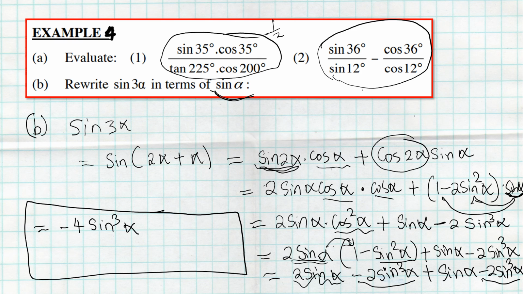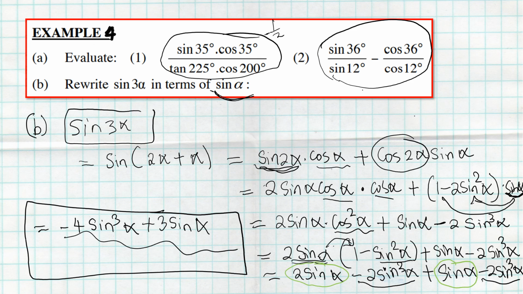Then, maybe I can use a different color to show 2 sine alpha plus sine alpha. It will give us what? 3 sine alpha. So it will be plus 3 sine alpha. Can you see now? We have expressed this expression into sine alpha only because now we have sine alphas there. So that's it. We have expressed it.